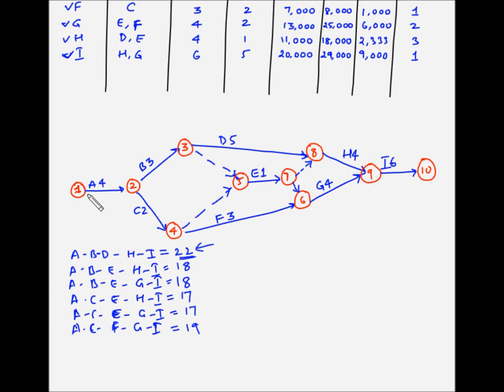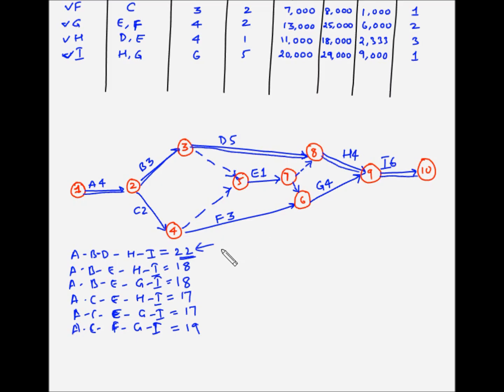So the path is A, B, D, H, I. Now the next part of the question is to shorten the project by 3 weeks, which tasks would be shortened and what would the final total project cost be?